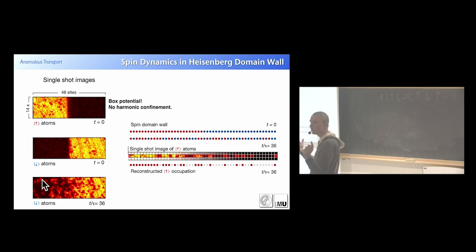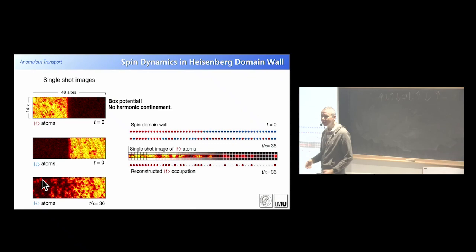So now I just have to count how many spins have been transferred from left to right in a single shot. Then I repeat the experiment, I get another number. I repeat the experiment, I get another number. This gives me the full distribution function of the transferred spins, from which I can calculate the average number of spins, the fluctuations, the standard deviation, and the skewness, which are the three things we want to know.